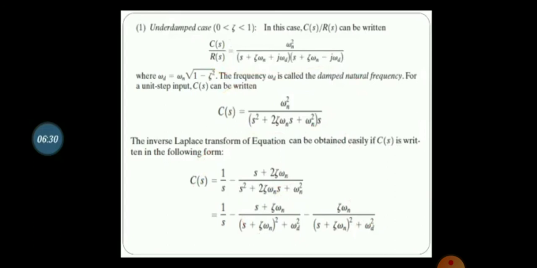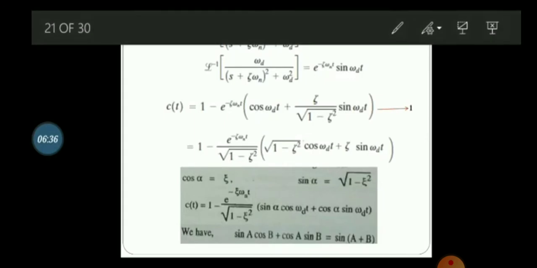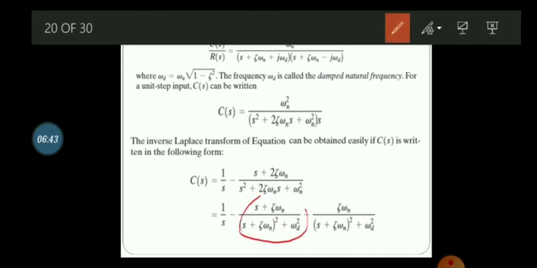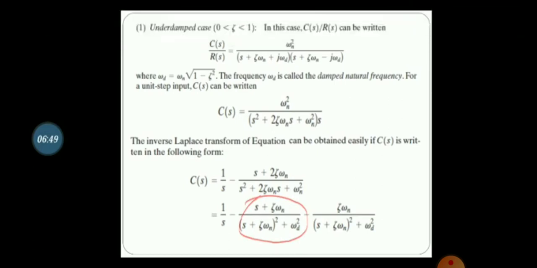Now here apply the inverse Laplace transform. If you apply the inverse Laplace transform to this term, that is (s plus zeta omega n) divided by ((s plus zeta omega n) square plus omega d square), what is the inverse Laplace transform of this? It is e raised to minus zeta omega n t cos omega d t.